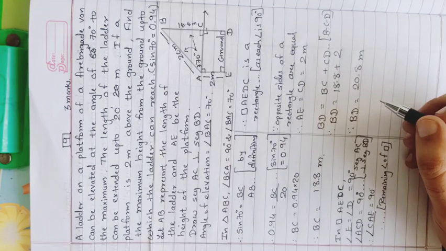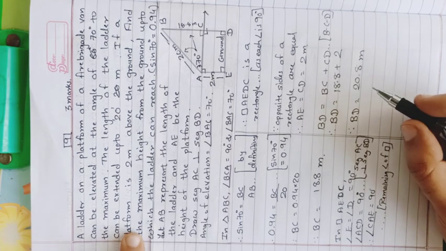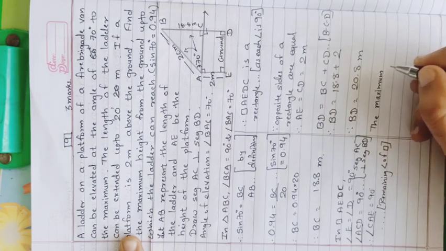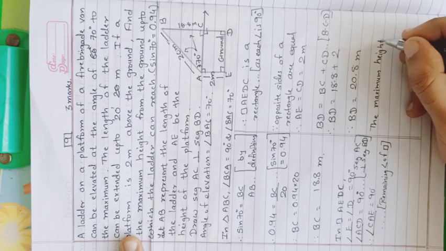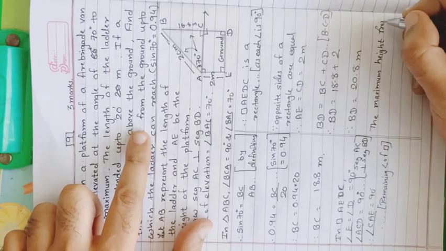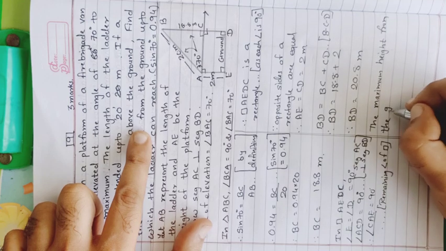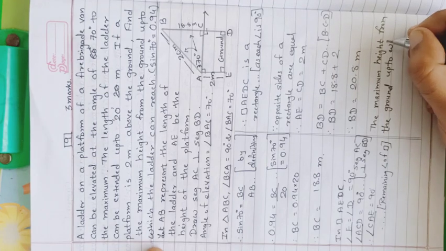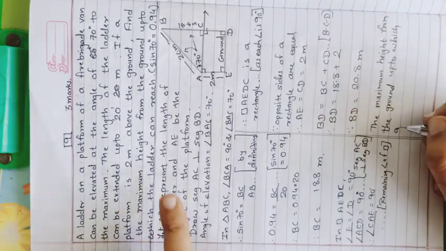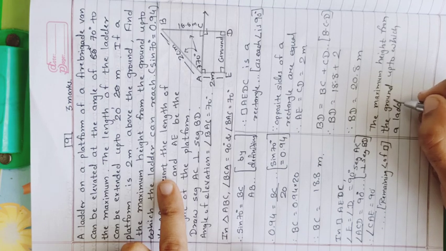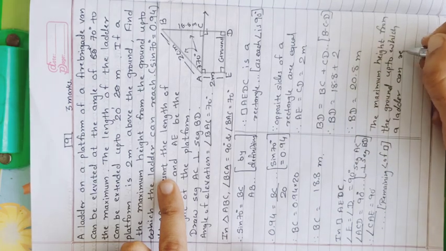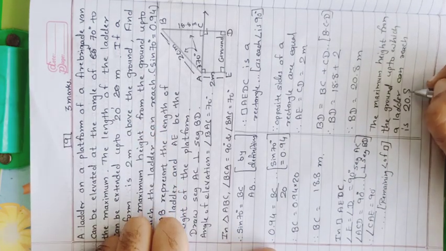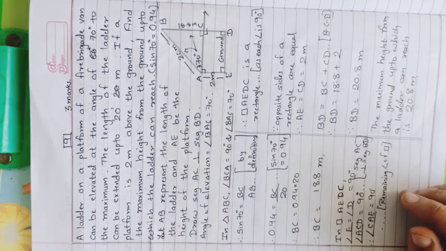So the answer: the maximum height from the ground up to which a ladder can reach is 20.8 meter, and this is the answer.